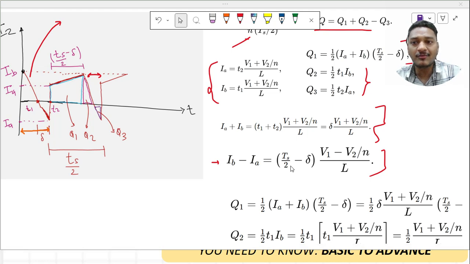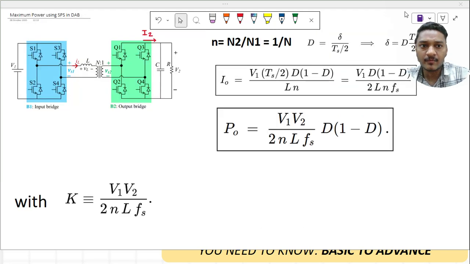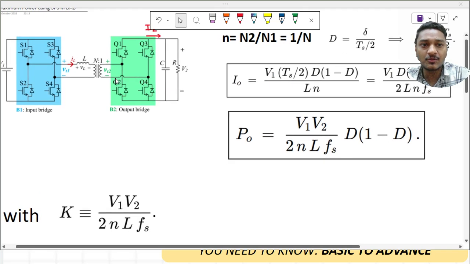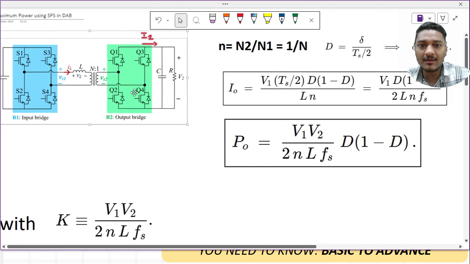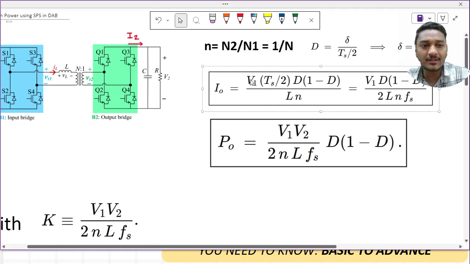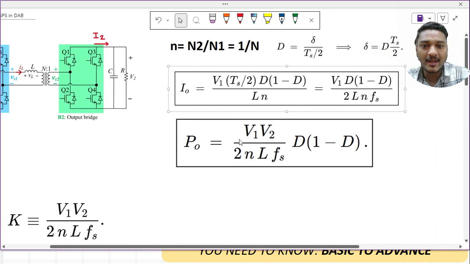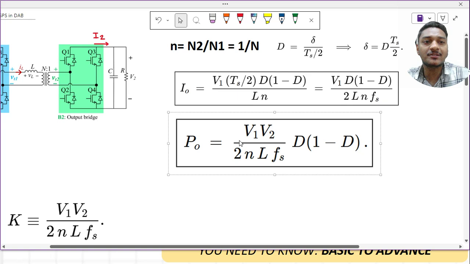Now we will move forward with the expression for the maximum power transfer in the DAB converter. So let's jump to the next window. Here we are in the derivation of maximum power of the DAB converter, how the maximum power will flow. In the last class we saw the derivation and the expression for I naught and the expression for P naught. Now I want to know the maximum power I can transfer.